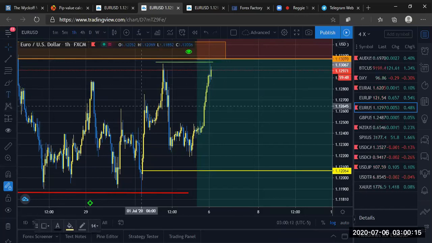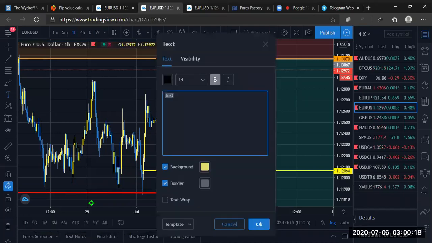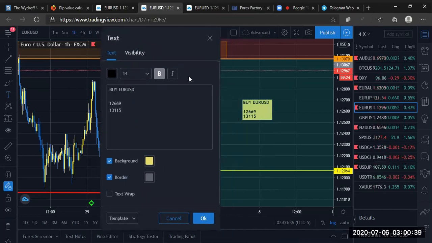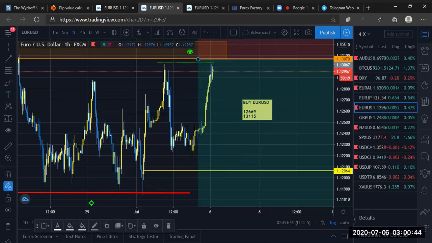Let me get the text out real quick because I gotta label this so I can see. Buy Euro USD 12669. We're taking it up to 13115. Well, I'm taking it up to 13115. I think if you hold, that'll actually be another 100 pips going towards, which will be cool. That'll be live, but I'm taking it down, so I'm just gonna stay in my trade. Let me put this in real quick.